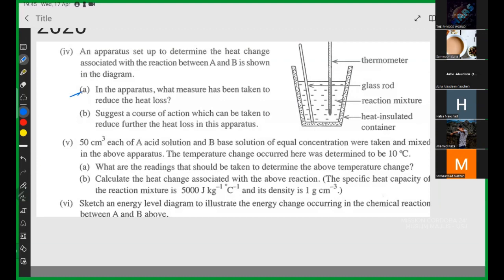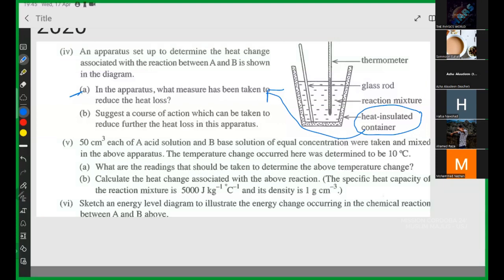Look at the question here. In the apparatus, what measures have been taken to reduce the heat loss? When you read it itself, you can directly understand and identify the answer. See, they have mentioned heat insulated container. So that must be your answer. First one. Did you understand what measures can be taken to reduce the heat loss? They have used a heat insulated container.